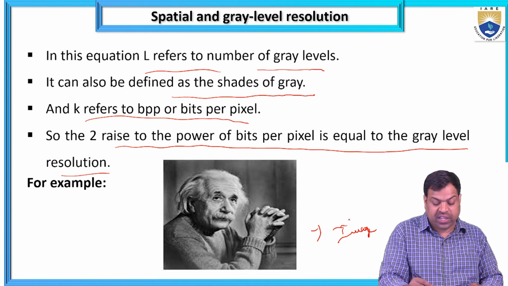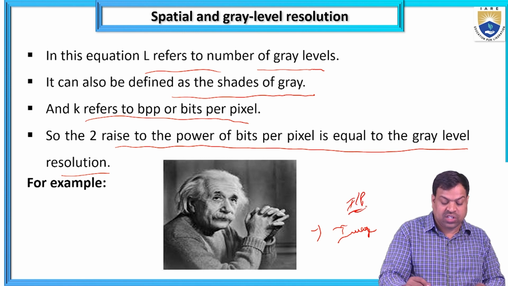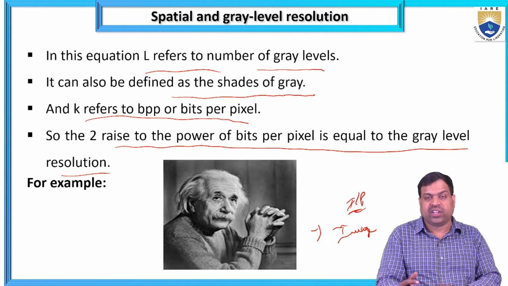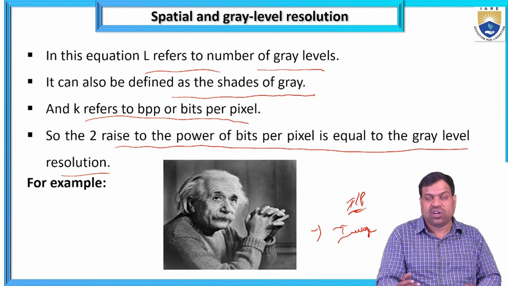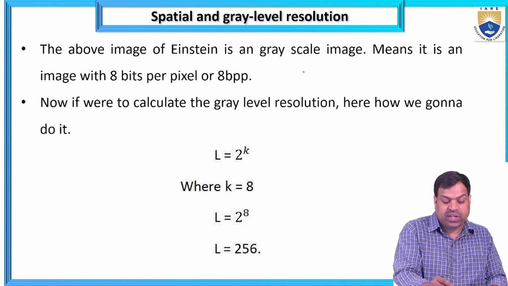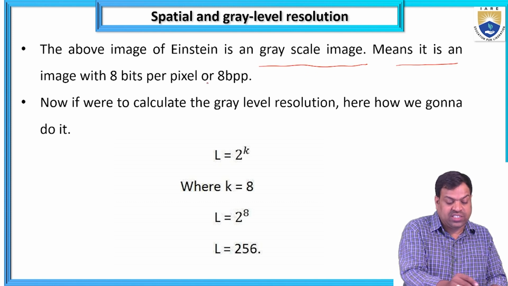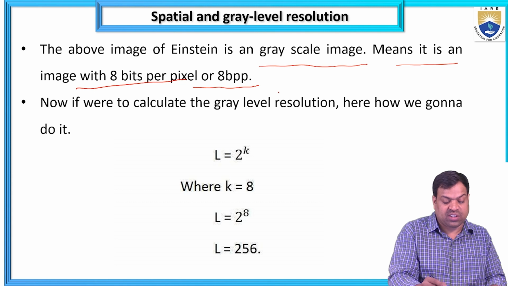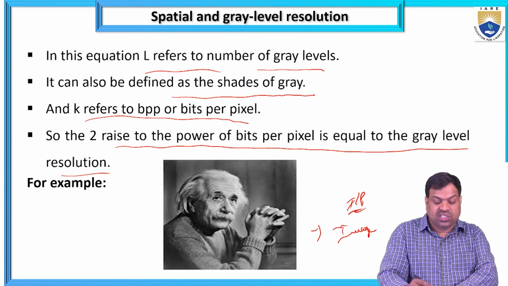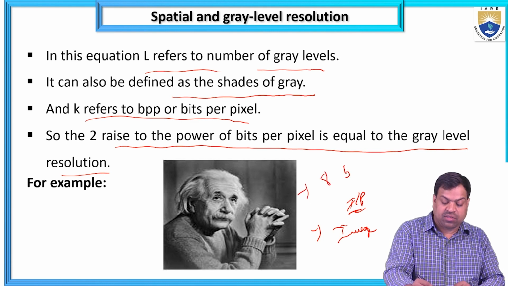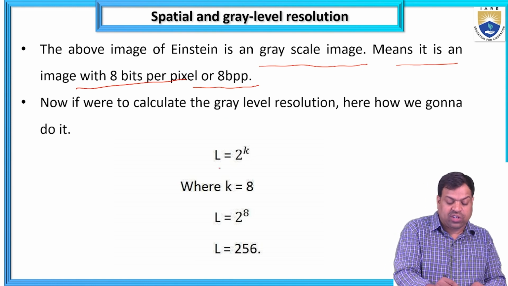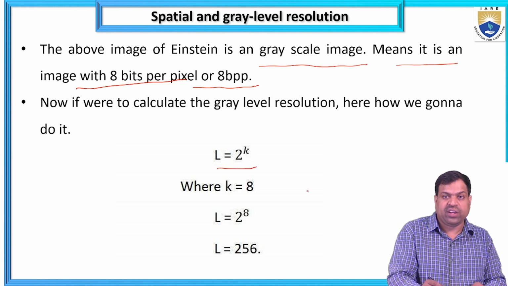I am taking one example as an input image. This is the input image. So what is the resolution of this image? If you are increasing or decreasing the resolution of the image, what will happen? Suppose the above image is a grayscale image, meaning an image with 8 bits per pixel, or 8 BPP. This image has 8 BPP. So we already know that L equals 2 power K, where K equals 8.